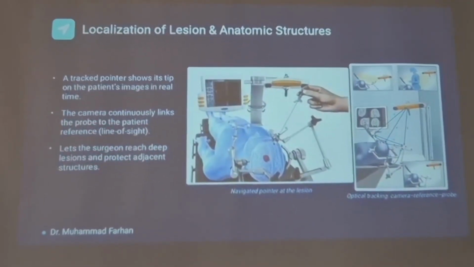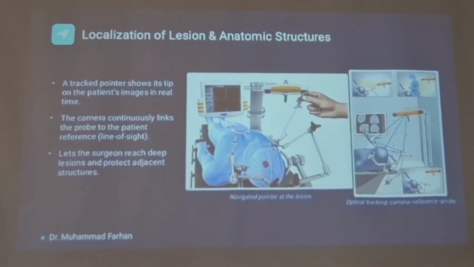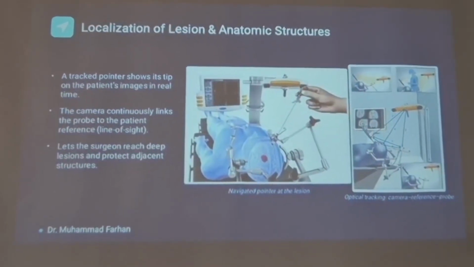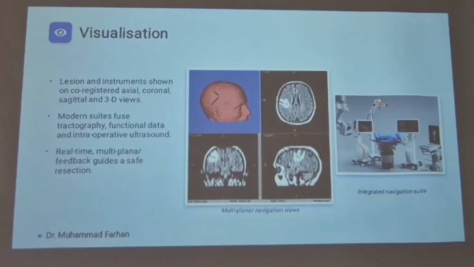So when the registration is done, the lesions can be localized. The system generates 3D images. It can provide the coronal views, sagittal views, and axial views as well. Then comes the visualization of the patient.